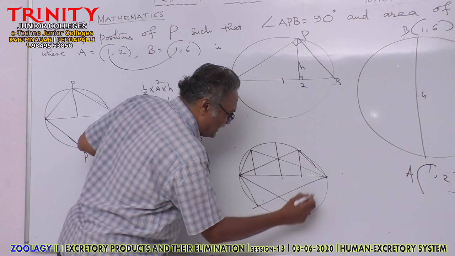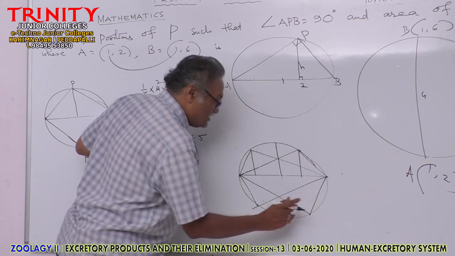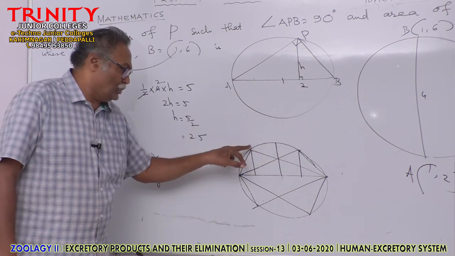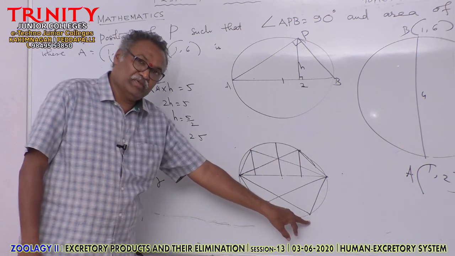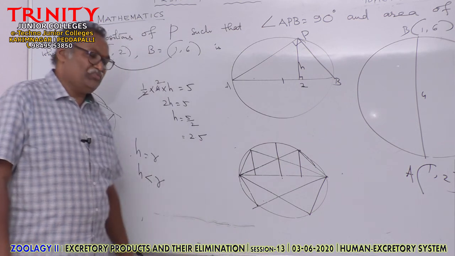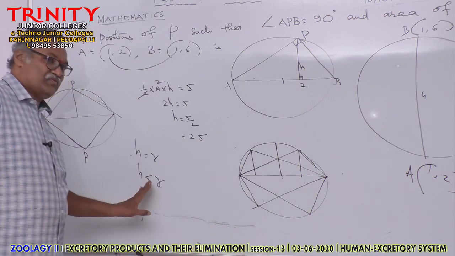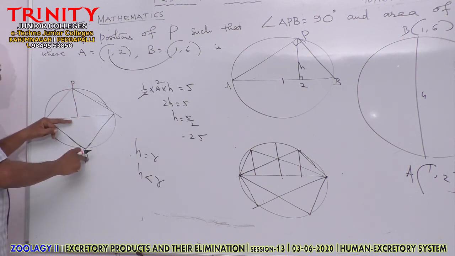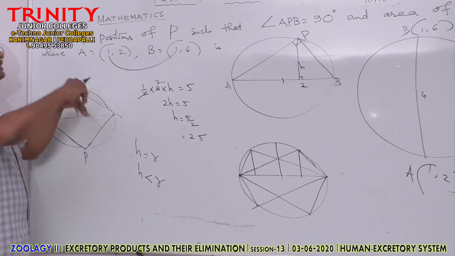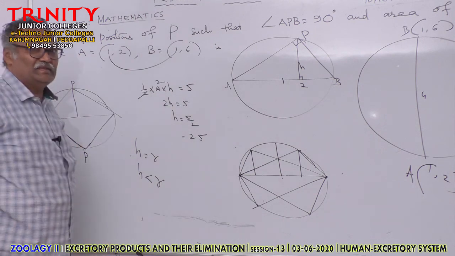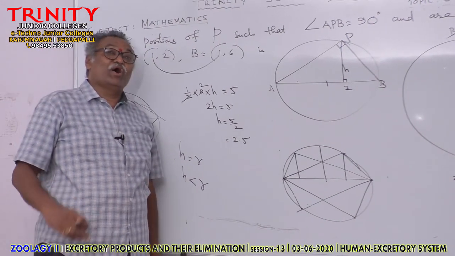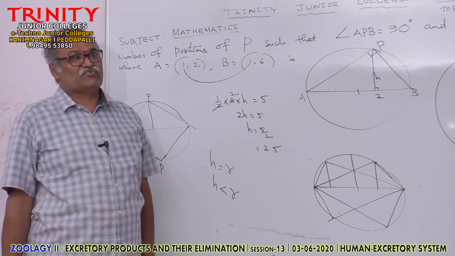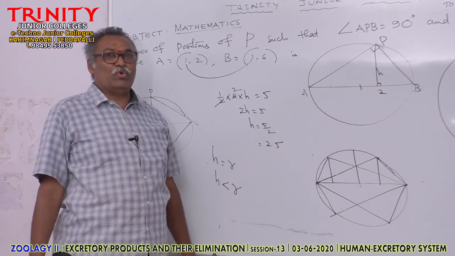Or taking the point here, like this. So these are the possible positions 1, 2, 3, 4 for P. It is for H less than R. For H equal to R, these two cases. For H greater than R, in that case, P lies outside the circle. In that case, the number of points for P is 0.